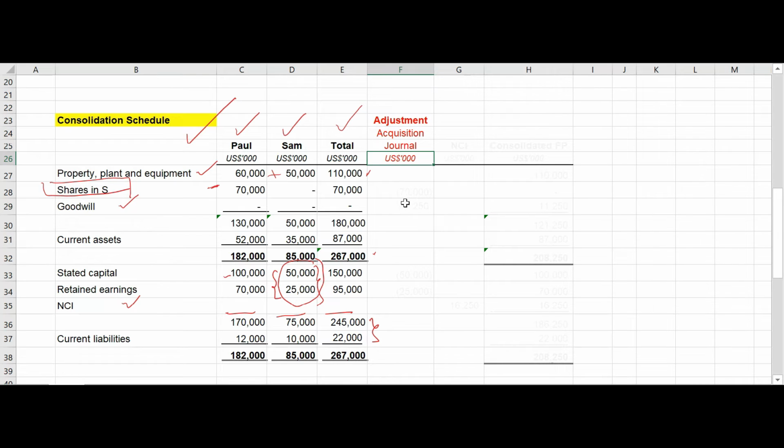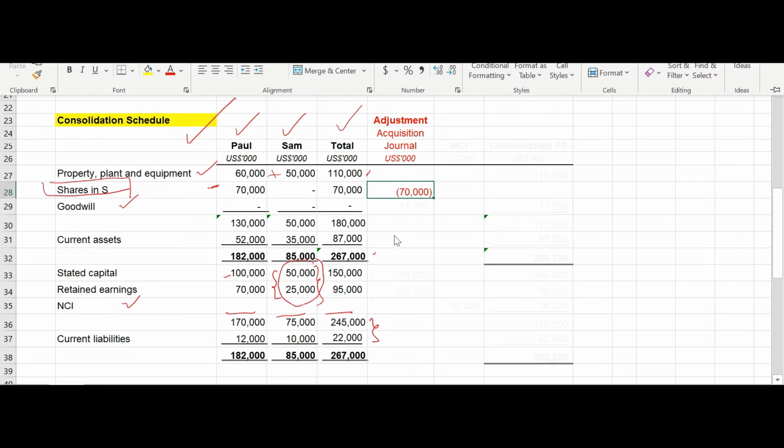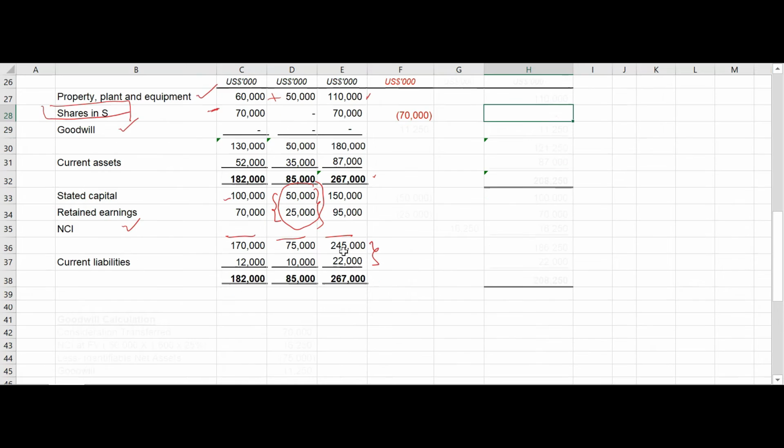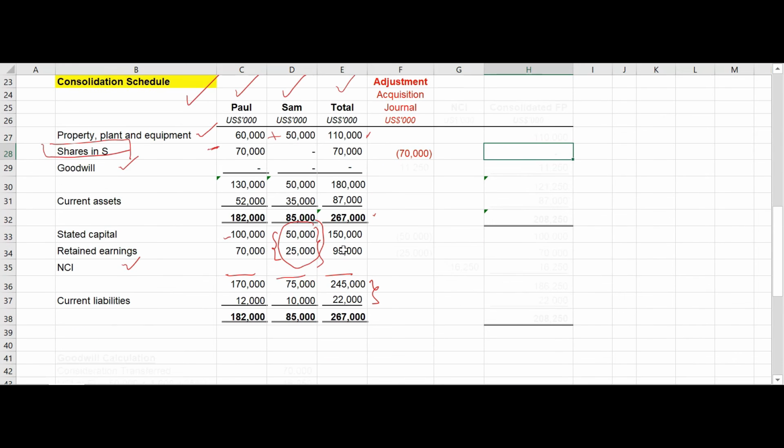So first of all, what you need to do is you need to remove the investment from the consolidated financial position. So it should not be there in the consolidated financial position. So therefore we need to remove that. Okay. So by removing this, we have to compare this with the net assets. So what will be the net assets? So net assets will be 50 plus 25. So you need to compare with this to identify the goodwill. So let's calculate the goodwill part of it.